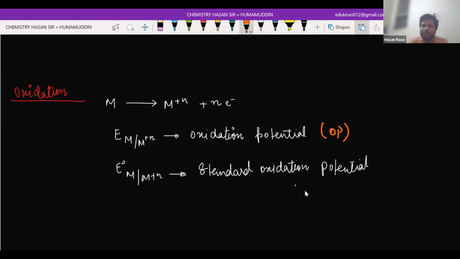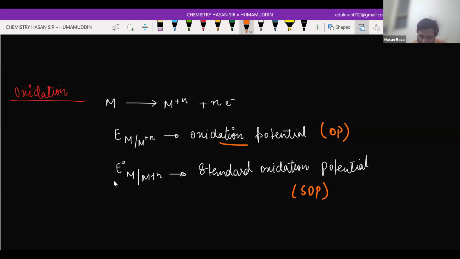What is the difference between oxidation potential and a standard oxidation potential? The difference is very simple. In a standard oxidation potential, the concentration will be 1 molarity, the temperature will be 298 Kelvin or 25 degrees centigrade, and the pressure will be 1 bar and 180. When we talk about oxidation potential, then it is general, at any concentration, any temperature and pressure.